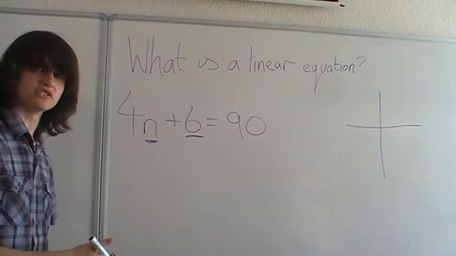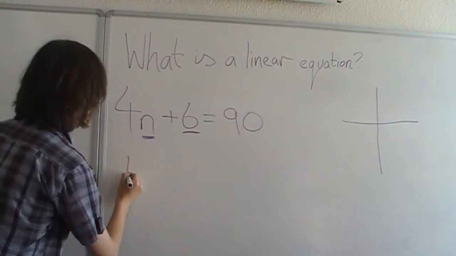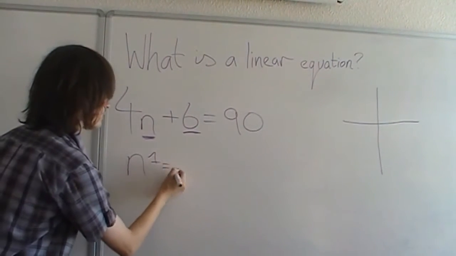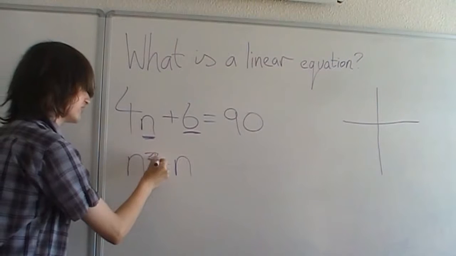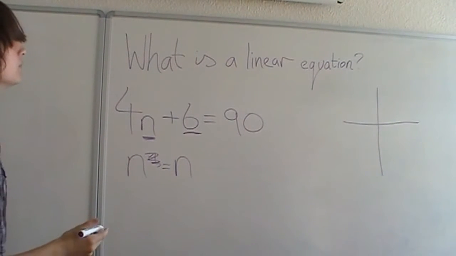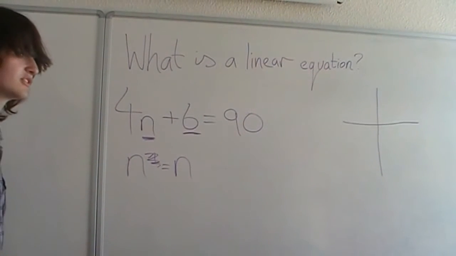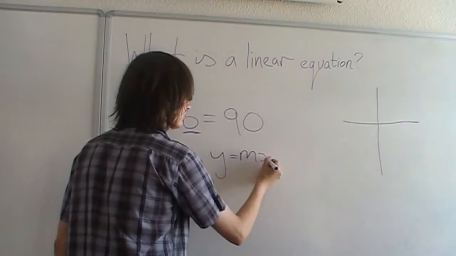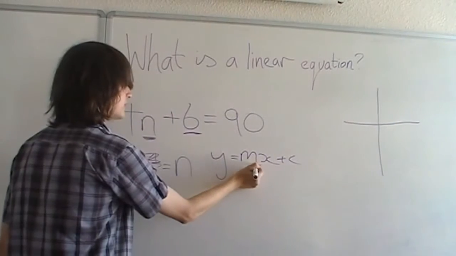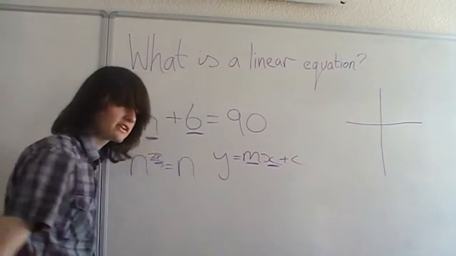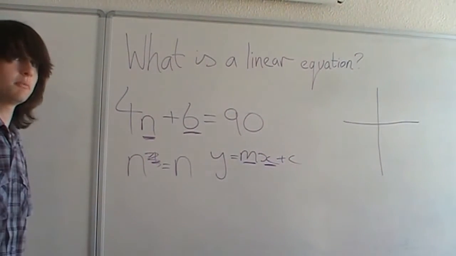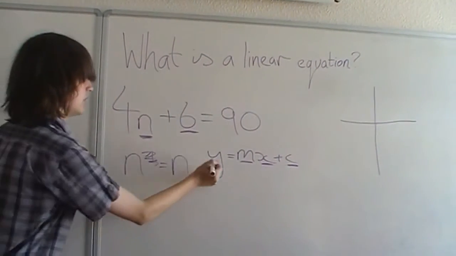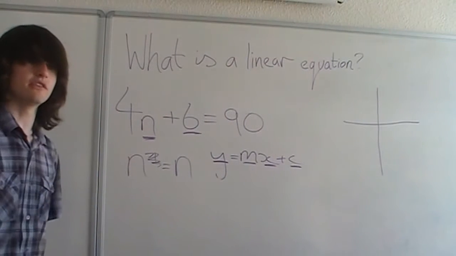In a linear equation, however, the variable has to be raised to the first power, but we don't tend to write to the first power because anything raised to the first power is just itself. Classically, you'll see a linear equation in the form y equals mx plus c, where m is the gradient, x is the independent variable, c is the y-intercept, and y is the dependent variable.